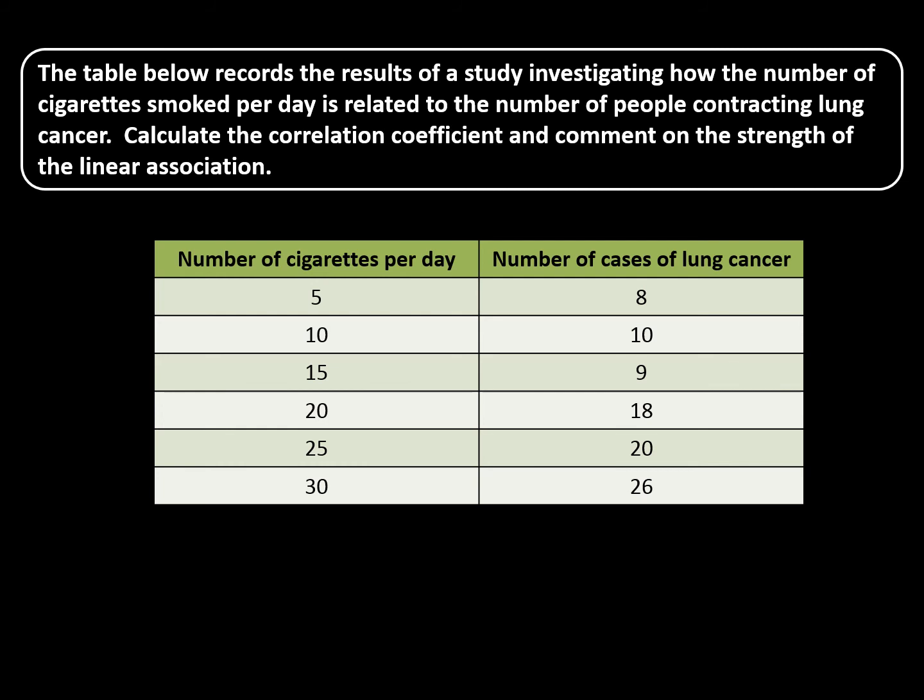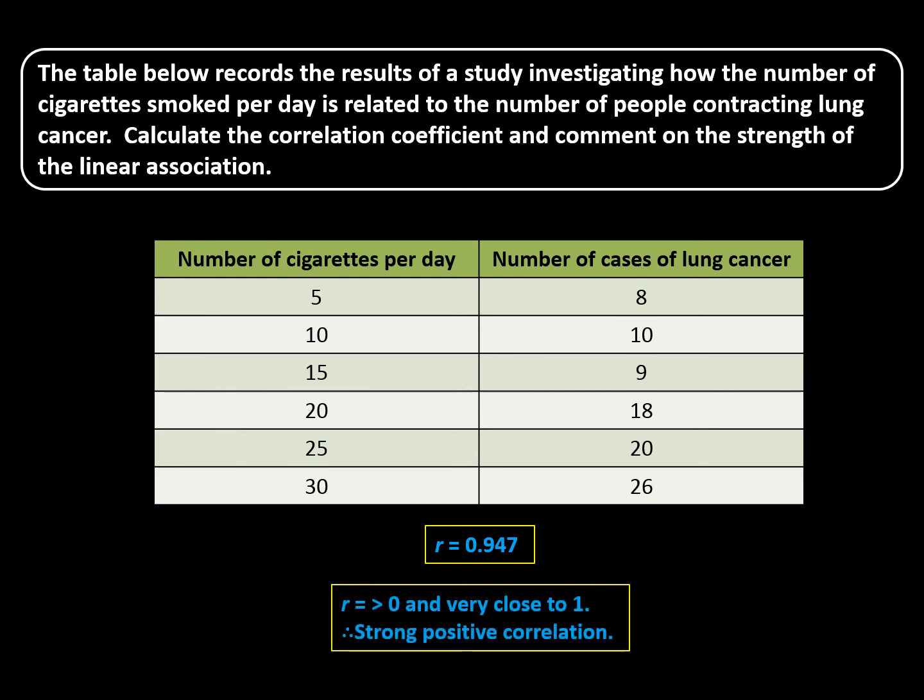The table below records the results of a study investigation. Okay, the table is here. Calculate the correlation coefficient and comment on the strength of the linear association. You must remember that it's a linear association, straight line gradient. Okay. Now the numbers are there. We use the calculator and then we get R = 0,947.